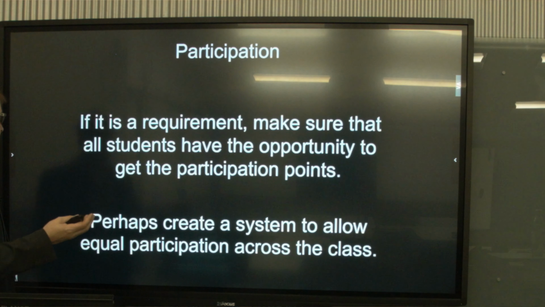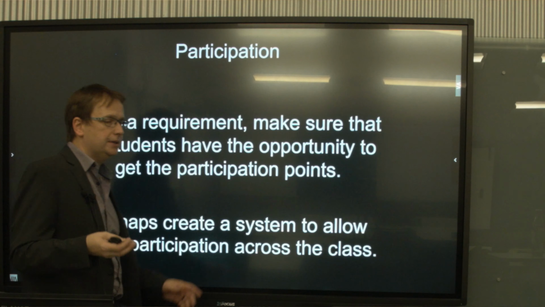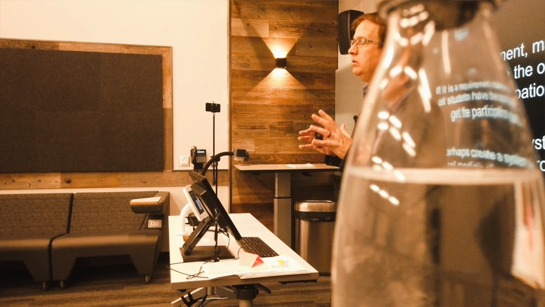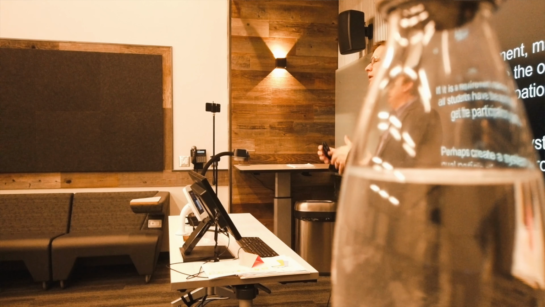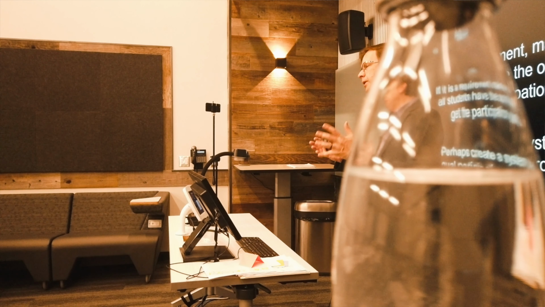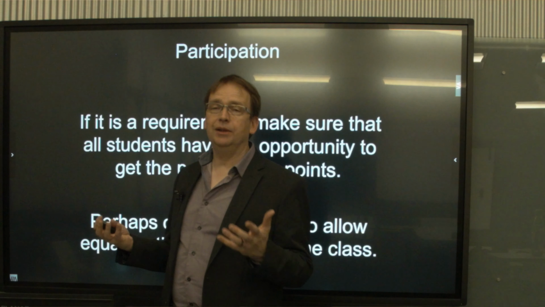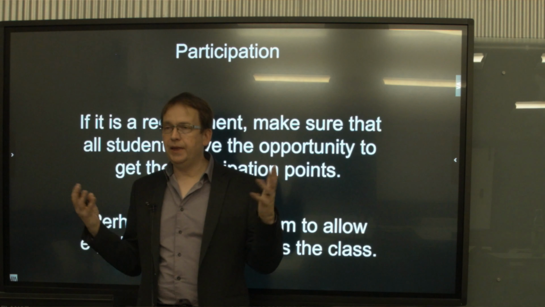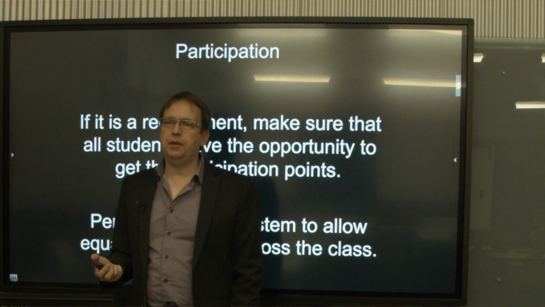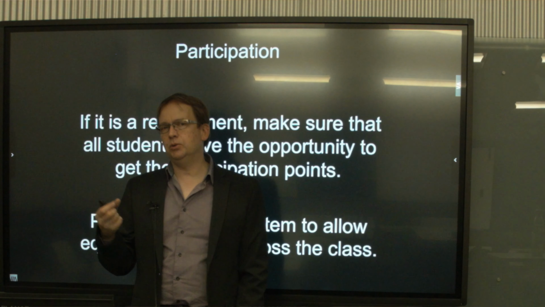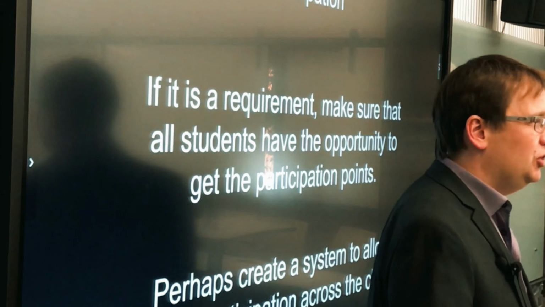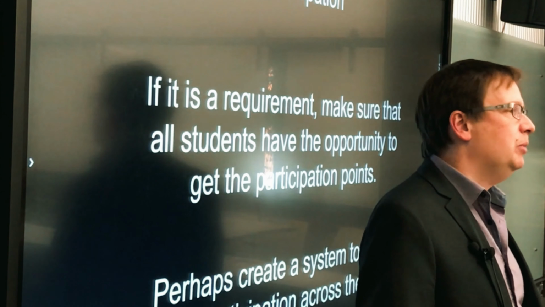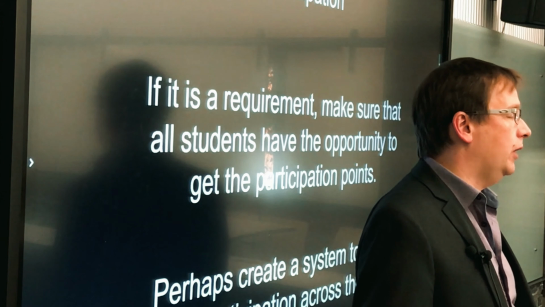Secondly, perhaps create a system to allow equal participation across the class. One of the things I don't like about class participation is sometimes one or more students will dominate and other students are more reserved and shy and don't speak up as much. It's really a challenge because not everyone is an extrovert, and that's perfectly fine. As a result of it though, you have to think about, if you have that as a requirement in your class, how are you going to manage it? Because it does present both some logistic challenges and I think potentially some challenges with equity and fairness if you don't address them.